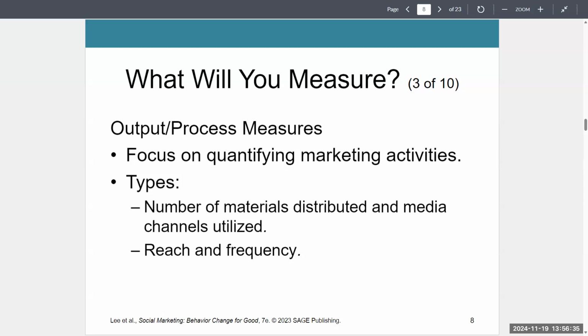All right, so outputs are all about activity, and so they measure what was produced or delivered, such as number of flyers distributed, social media posts created, or workshops that were held. So for example, in a public health campaign, output measures might include the number of brochures handed out or the number of people who attended an educational seminar.